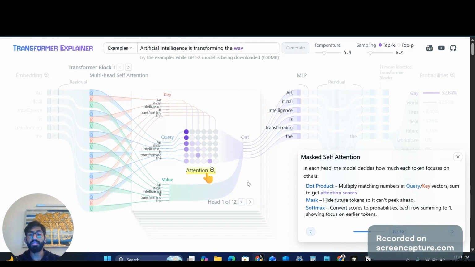Masked self-attention is how the model decides how much each token focuses on others. The dot product multiplies matching numbers in the query and key vectors, then sums them to get attention scores. The mask hides future tokens so it can't peek ahead. Softmax converts scores into probabilities, each row summing to 1, showing focus on early tokens.